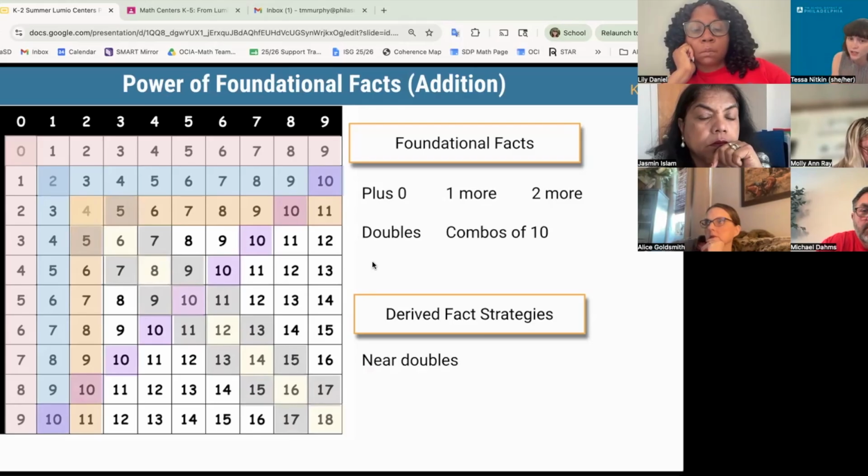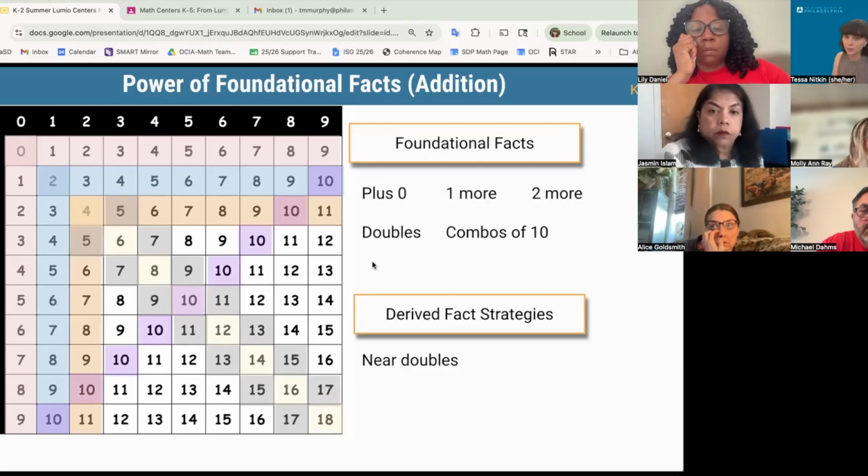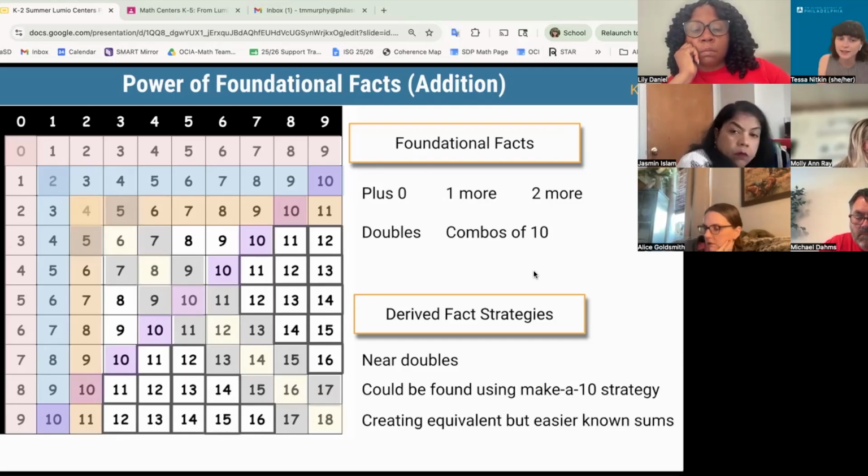For derived fact strategies, one of them is near doubles. You'll see that those are all the facts on either side of a double. Then we have all of the facts that have a sum greater than 10, which could be found using a make a 10 strategy. Again, we'll show this in more detail in the next slide. And then lastly, this one doesn't highlight anything on the table, but creating equivalent but easier known sums is a strategy that is personal to each student.